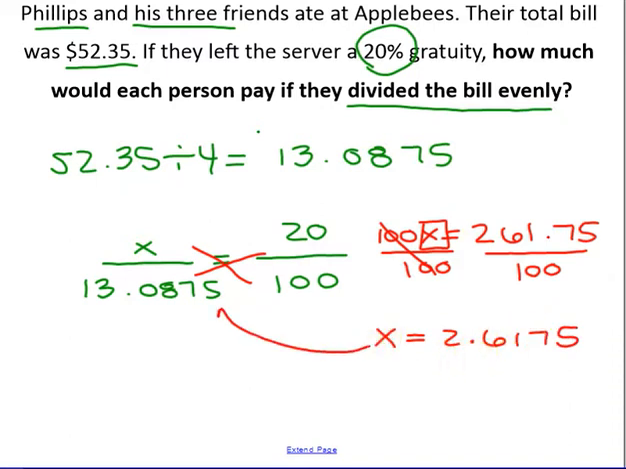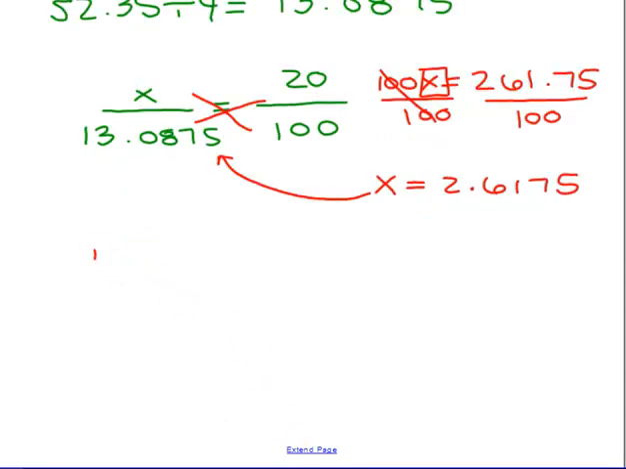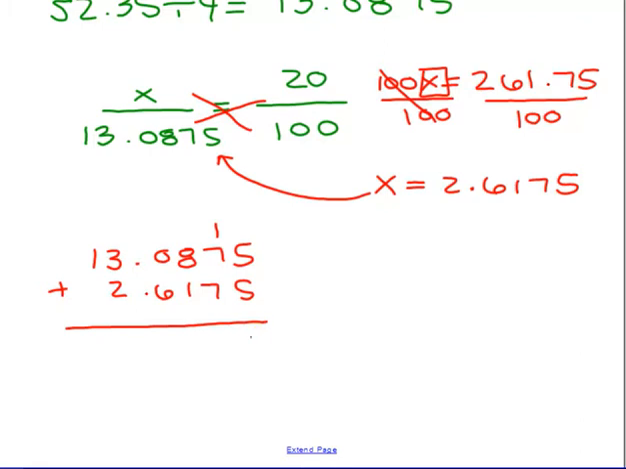I need to add this back into what each person is paying. So 13.0875 plus 2.6175. I'm going to add those up. We get 15.7050. Now that's not an acceptable way to write money. I can only have two numbers after the decimal. This 5 is going to tell the 0 to go up, and we get rid of the rest. So the total price per person is $15.71.